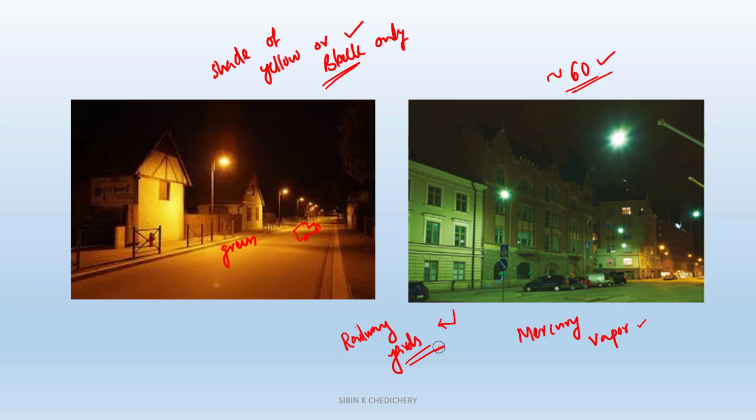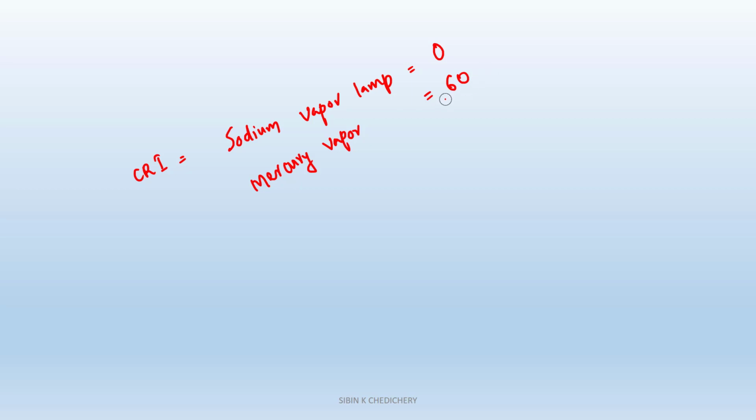So far we have discussed CRI value, and we have seen that the CRI value of an incandescent lamp is 100 and the CRI value of a sodium vapor lamp is 0. We can see some other values also. They won't be asked in the examination, but you have to know them. So I write here: sodium vapor lamp, CRI value nearly 0. Then mercury vapor lamp, these are the near values, nearly 60.